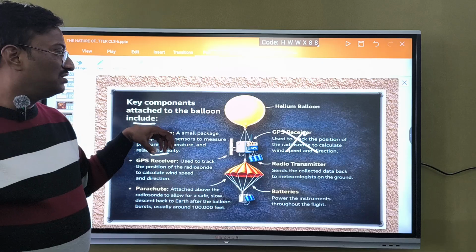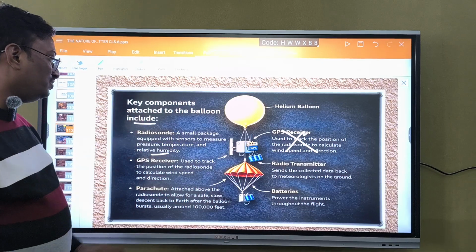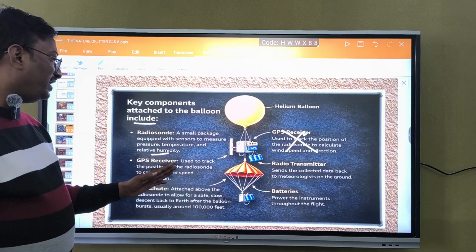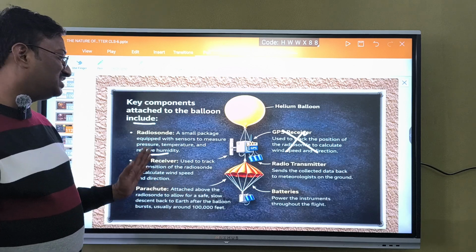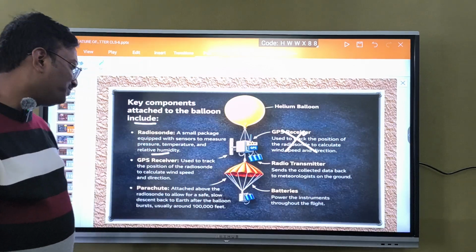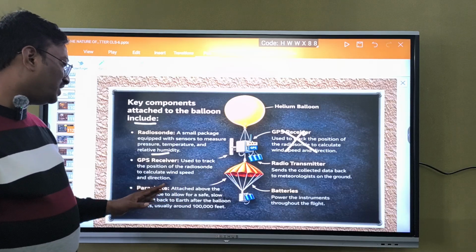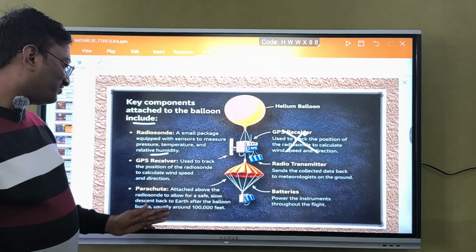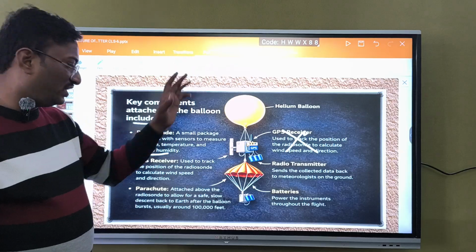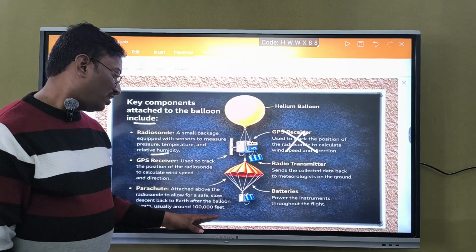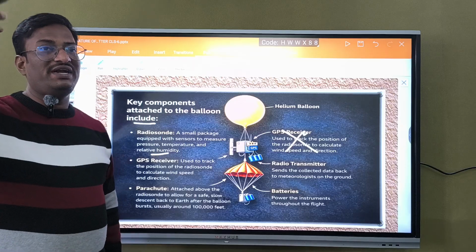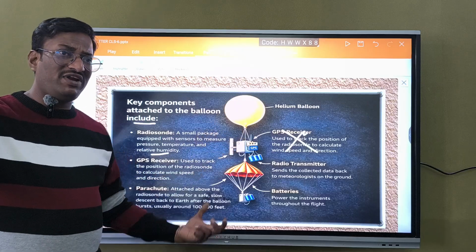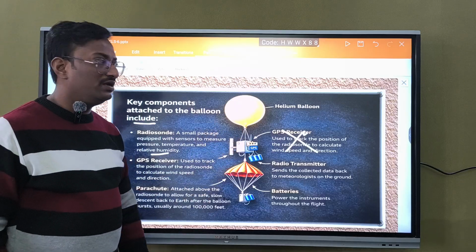In order to measure all these things, they use a device known as a radiosonde. A GPS receiver is used to track the position of the radiosonde to calculate the wind speed and direction. For that sake, a GPS receiver is attached. A parachute is also attached above the radiosonde to allow a safe and slow descent back to the earth after the balloon bursts. The balloon usually bursts at around 1 lakh feet. So all the remaining equipment should be sent safely to the ground. For that sake, this parachute is used.